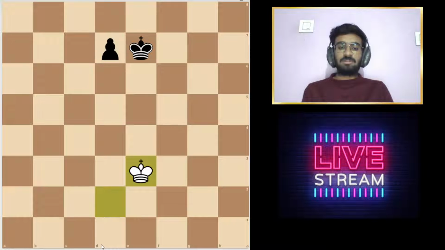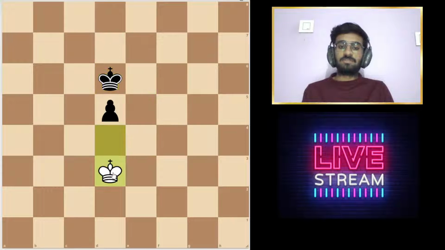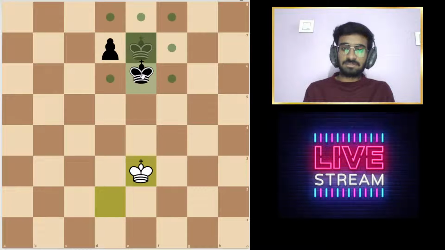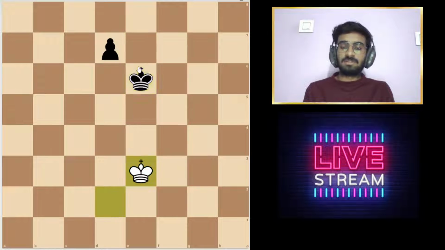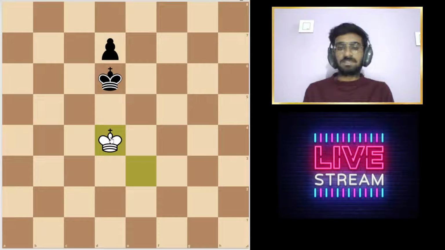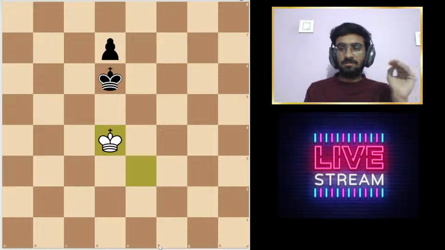Because whatever black plays, if black plays the pawn first, then you are winning very easily. With the king you just go one step back and that's it, you are winning. But let's say he plays the king first. Wherever he goes with the king, you just go in front of your opponent's king and you will easily be able to draw this game.